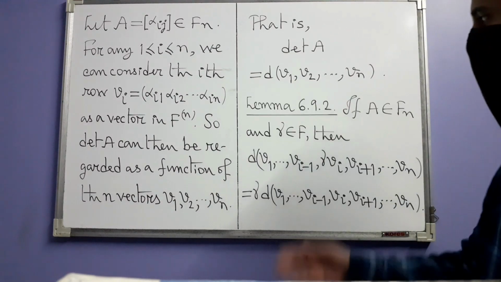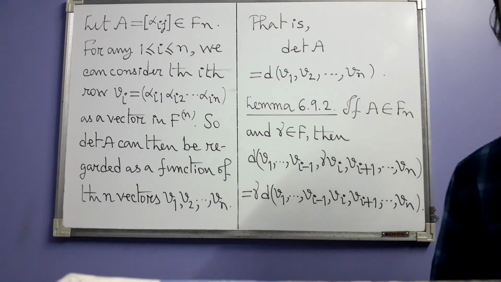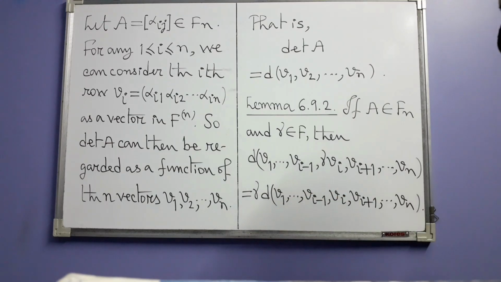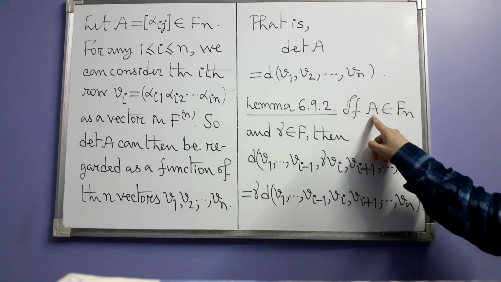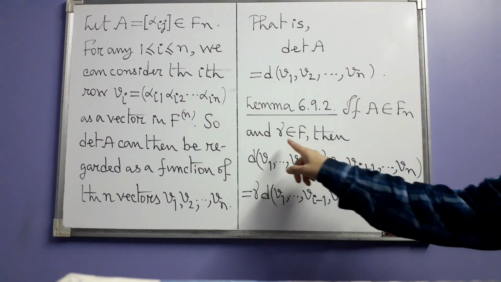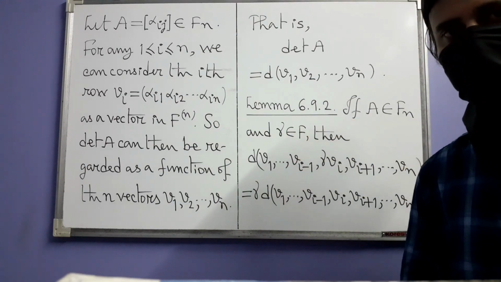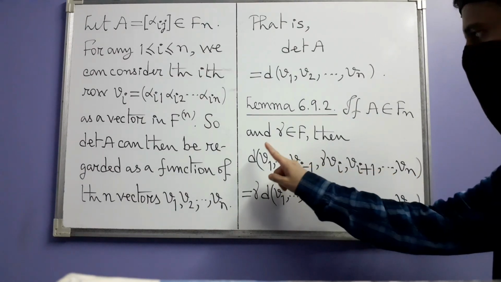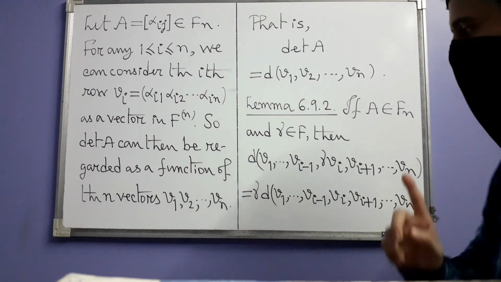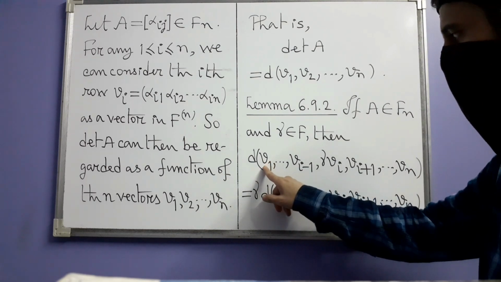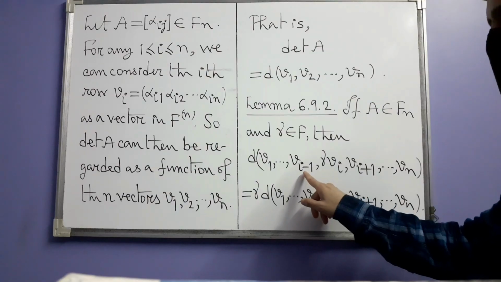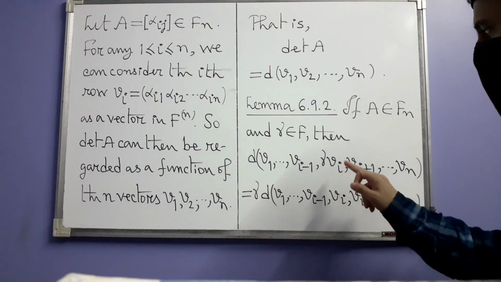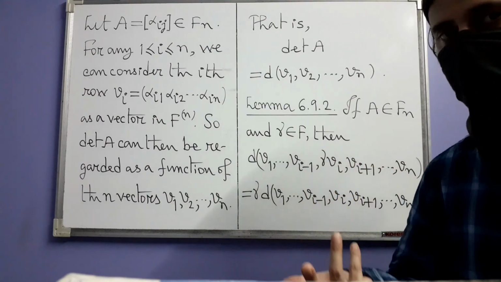Now next we have lemma 692, which uses this notation to say something about determinant, which depends on these rows. Say you have an n by n matrix A over F, and you have a scalar gamma from the underlying field. Now what is this that you are looking at here? It is the determinant of that matrix whose first row is V1, second row is V2, and like that the i minus 1th row is V i minus 1. But the ith row is some row Vi times gamma.